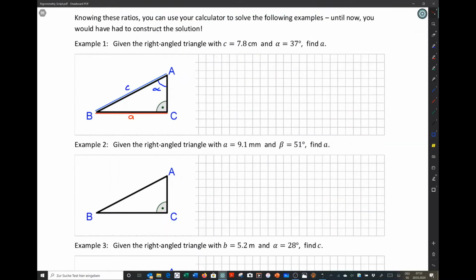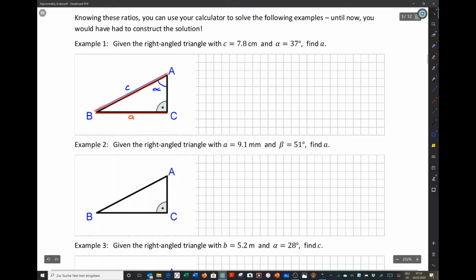Knowing the trigonometric functions and having a calculator at hand, we can now calculate the length of a side in a right triangle where we're given one side and one angle. So we do not have to construct the triangle to find this length. Let us look at that in the next few examples. Let's start with example 1, where we're given the side C, the hypotenuse, and the angle alpha, and we're looking for the length of the side A.